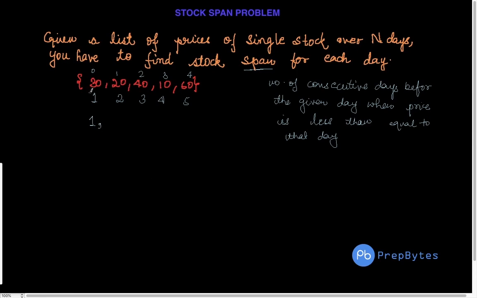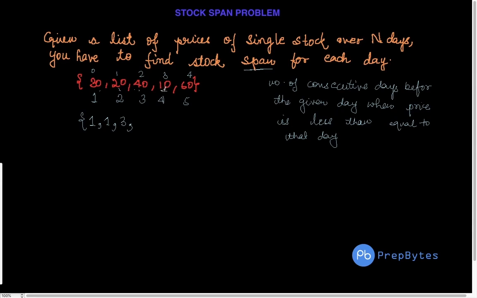So let's calculate the span for this particular list of prices and you will understand the thing better. For 30, as I said, this is the first day, so we have span as 1. For 20, just before 20 we have 30. There is no such day for which the price is less than 20, so we have the span as 1 again. Then we have 40. Just before 40 we have 20, which is less than 40, and then we have 30 which is less than 40. So the span is 1, 2 and 3. So 3 is the answer.